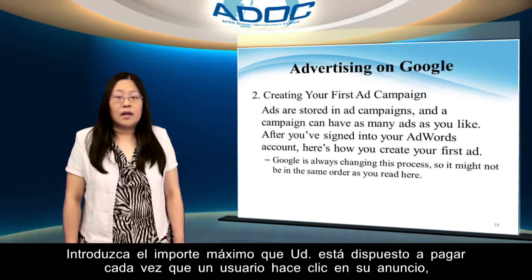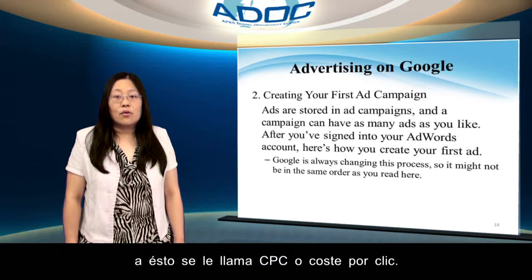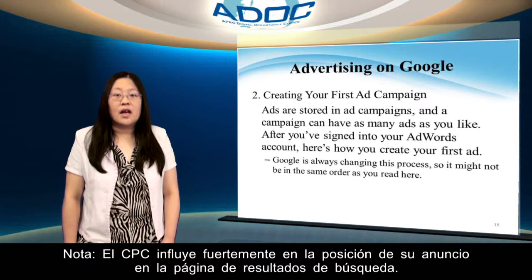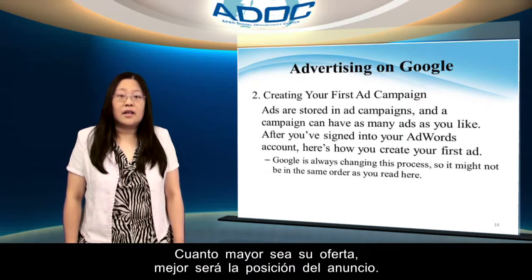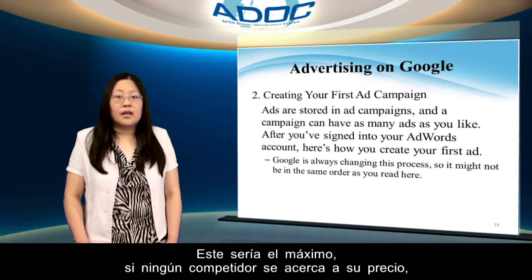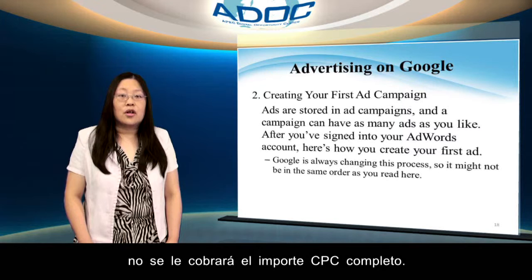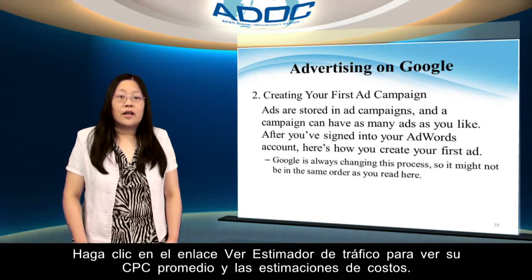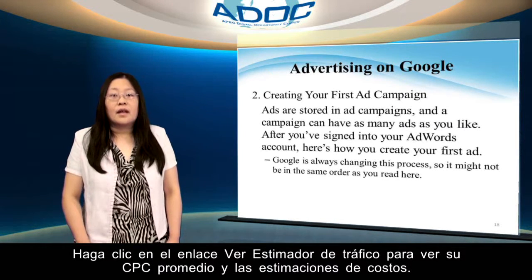Enter the maximum amount you are willing to pay each time a user clicks your ad. This is called the CPC, or cost per click. Know that the CPC strongly influences the position of your ad on the search results page. The higher your bid, the higher your ad's position. This is also a maximum. If no competitors are near your price, you may not be charged the full CPC amount. Click the View Traffic Estimator link to view your average CPC and the cost estimate.